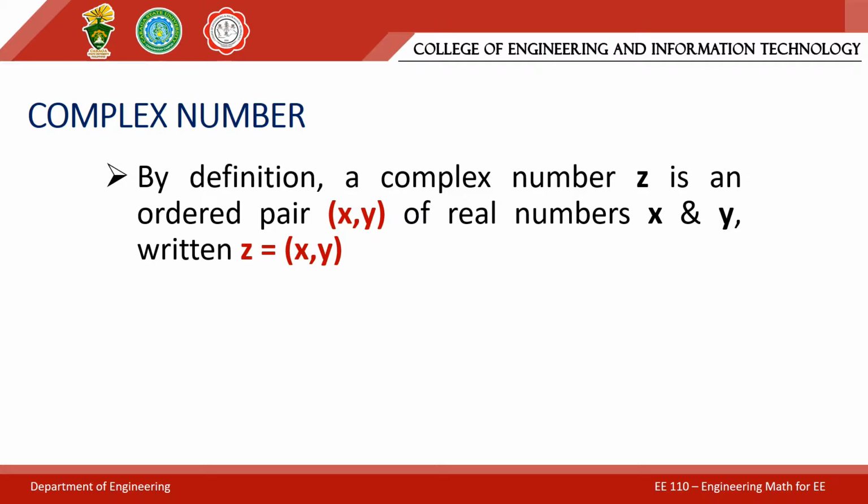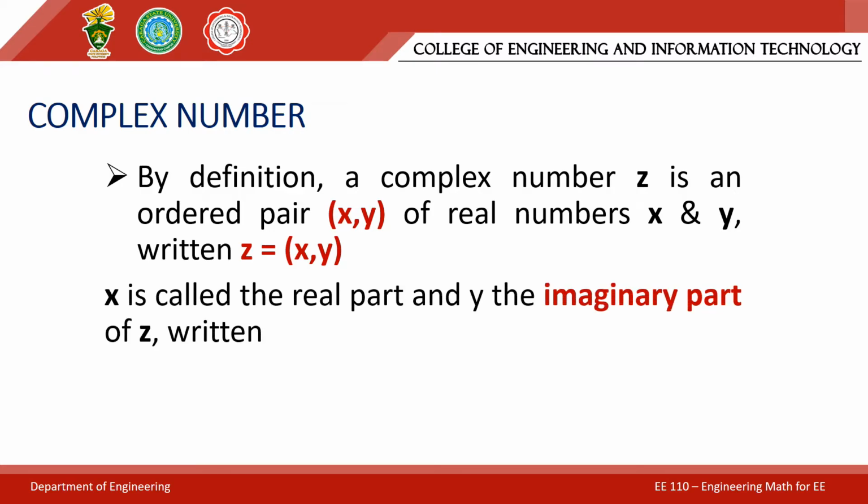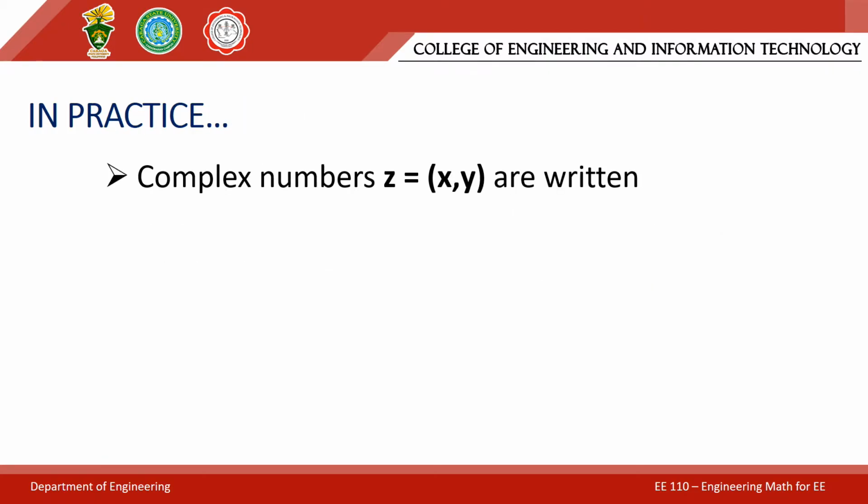By definition, a complex number z is an ordered pair (x, y) of real numbers x and y, written z is equal to (x, y). So x is called the real part and y is the imaginary part of z, written x is equal to Re(z) and y is equal to Im(z). So complex numbers z is equal to (x, y) are written x plus iy or x plus yi.